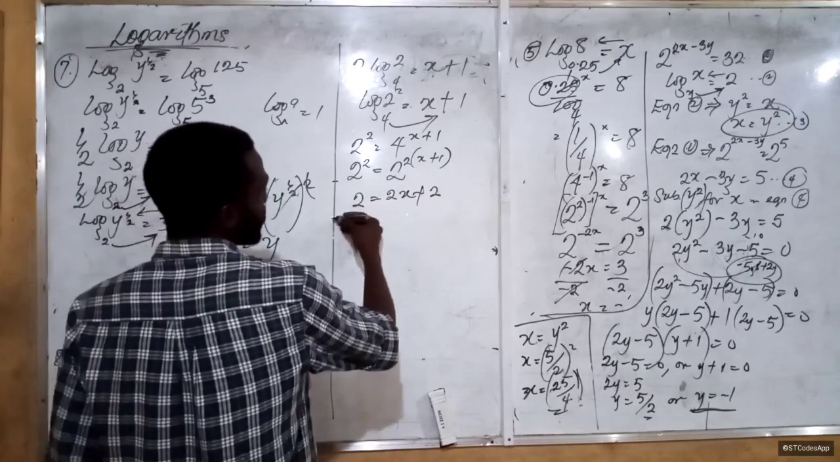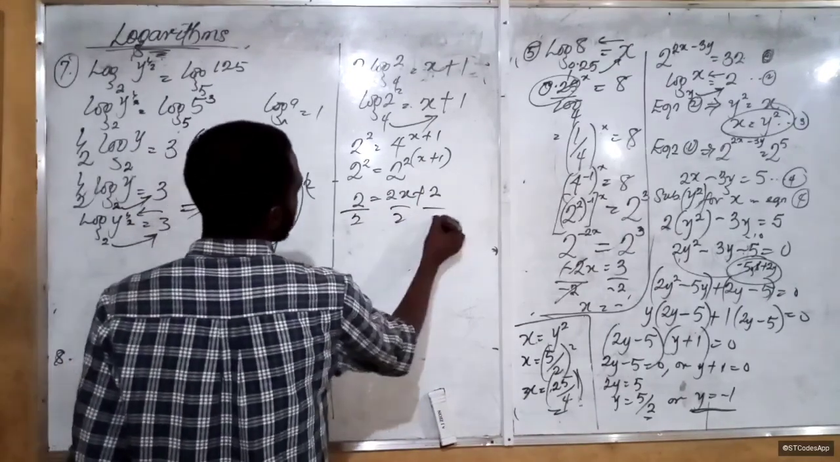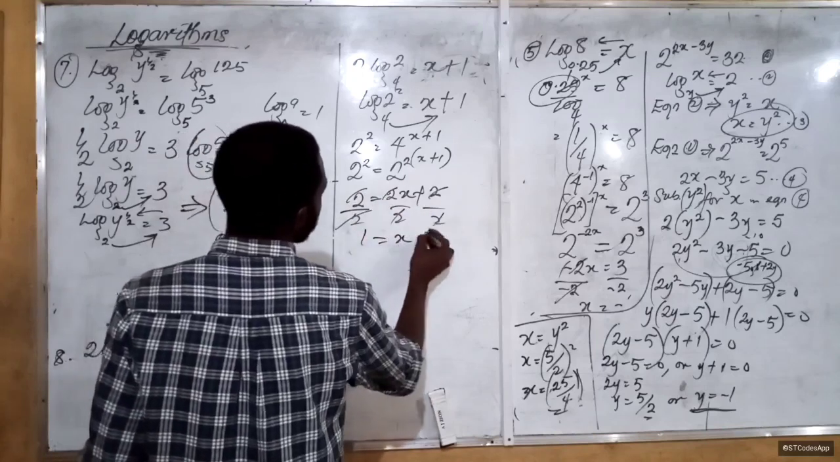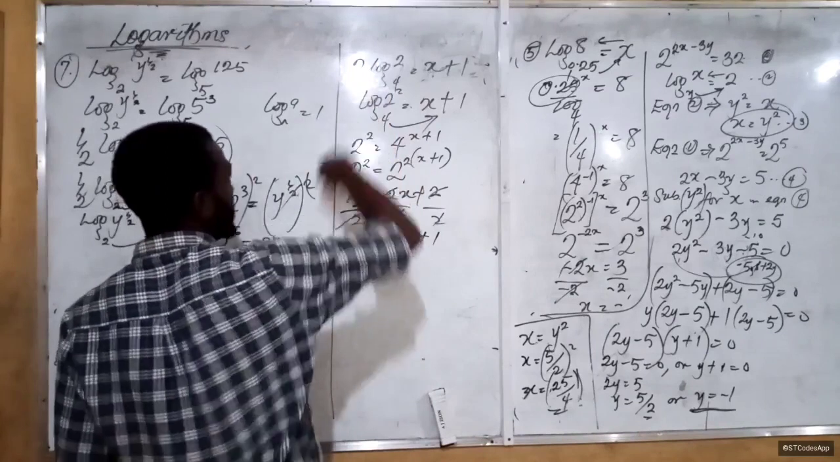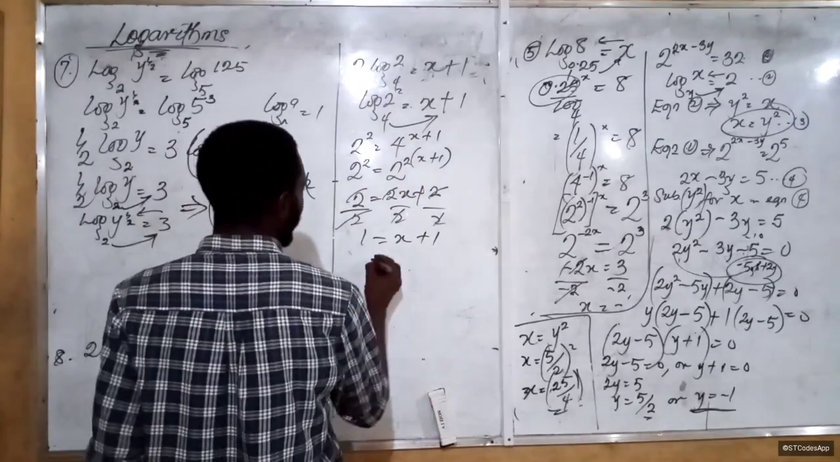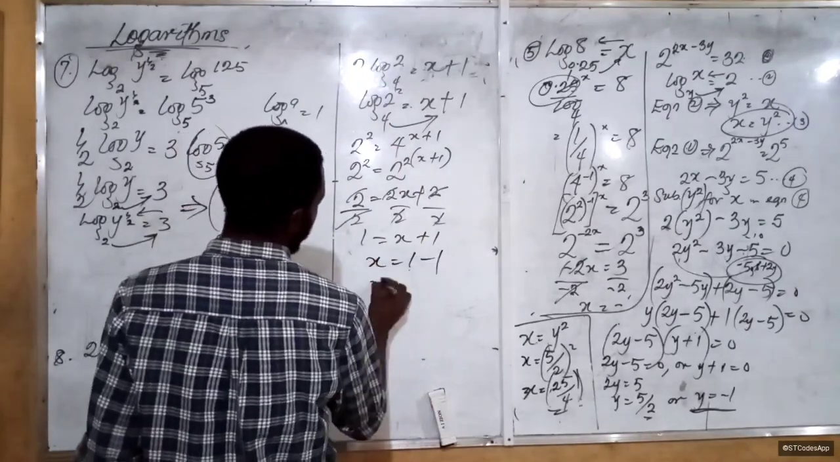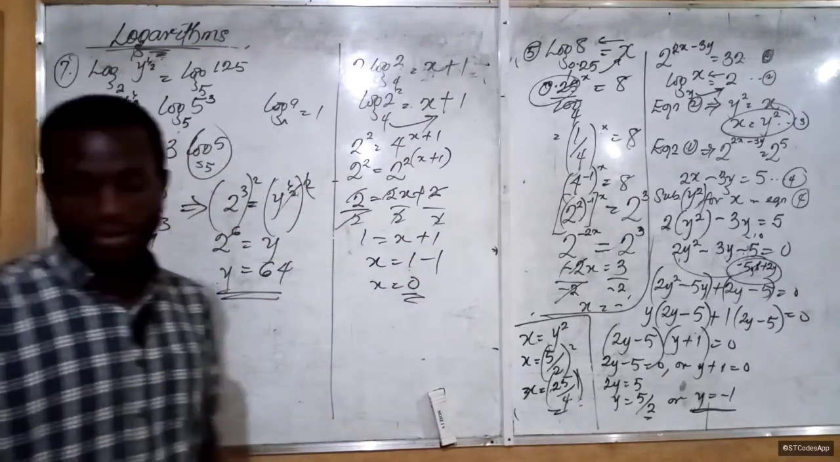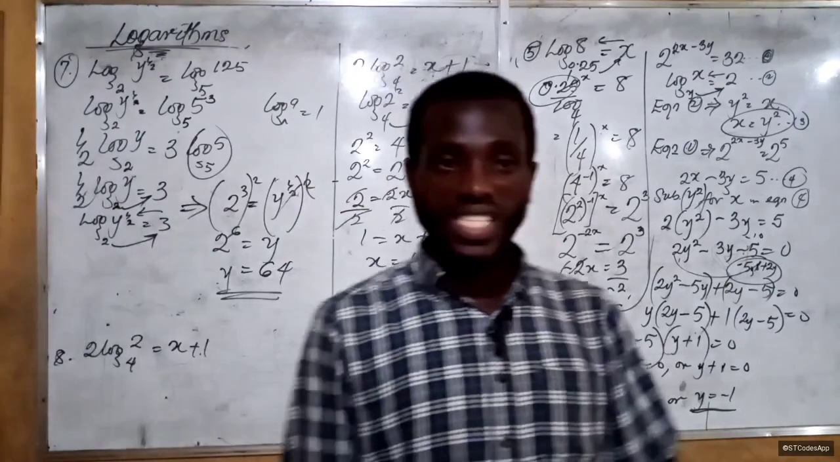Basically, I have come back to the same thing. So I can divide through by 2. If I divide through by 2, I have 1 equal to x plus 1. So this guy comes here. So x will equal 1 minus 1. x equals 0. All right. And that will be the last question for this.